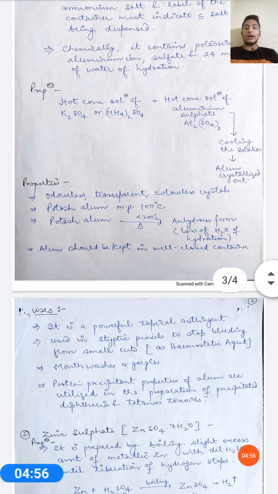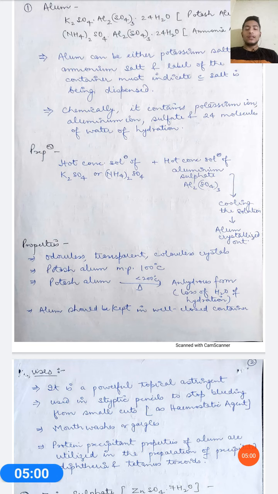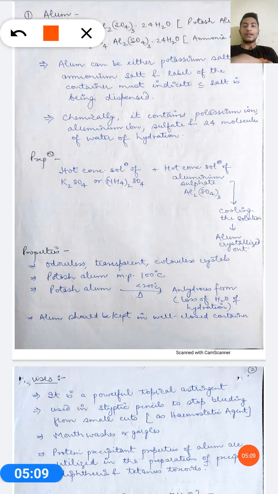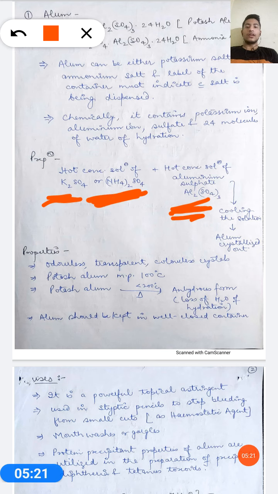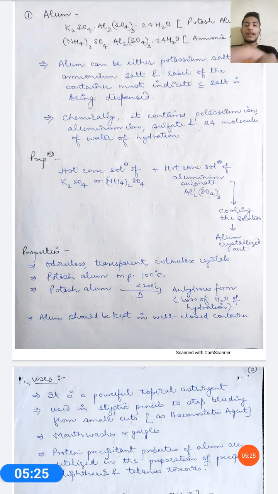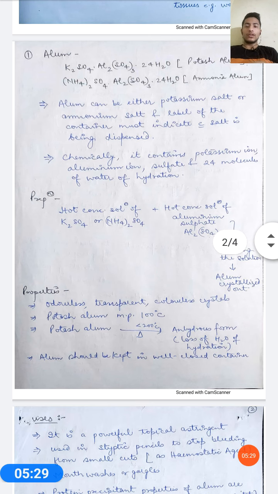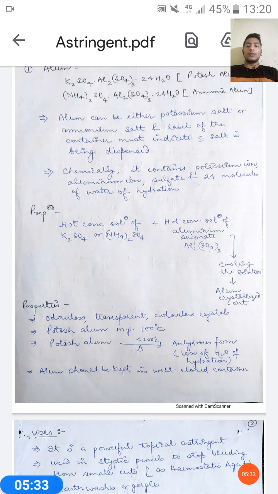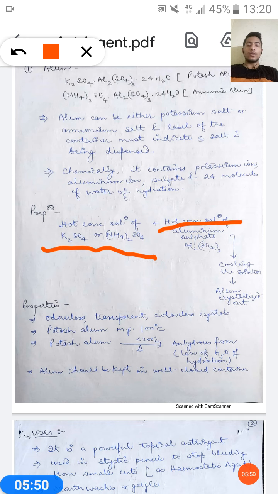And now the preparation. We can prepare it simply by taking the potassium sulfate with the aluminium sulfate, and we get the potash alum. Similarly, with ammonium sulfate and aluminium sulfate, we get the ammonium alum. So both preparations are simple. We take a hot concentrated solution of potassium sulfate or ammonium sulfate and a hot concentrated solution of aluminium sulfate, and we get the potash alum or ammonia alum.